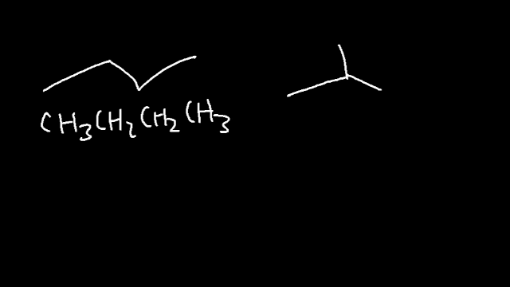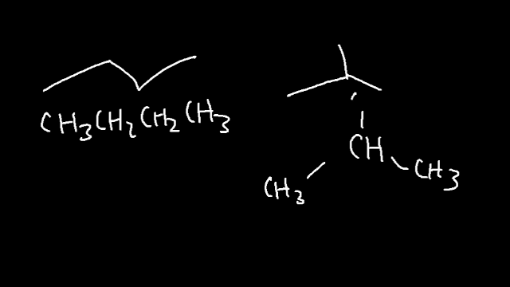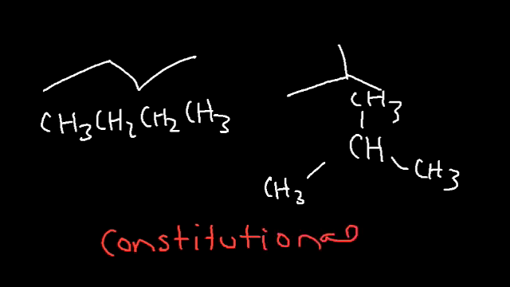Notice that we have the same number of carbon atoms and the same number of hydrogen atoms. So this is CH3, CH2, CH2, CH3. And here we have a CH in the middle with three CH3s around it. In both compounds, we have 4 carbon atoms and 10 hydrogen atoms, but a different structure. So these are called constitutional isomers: same formula, but different connectivity.